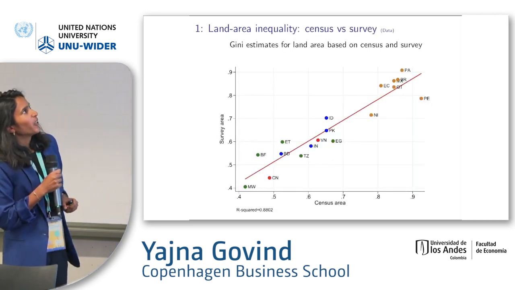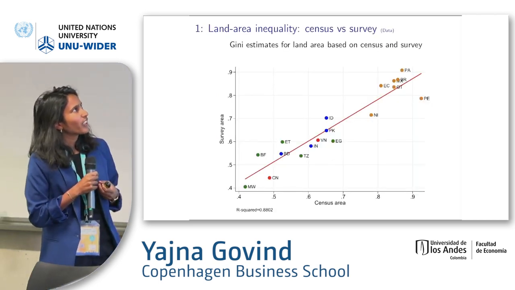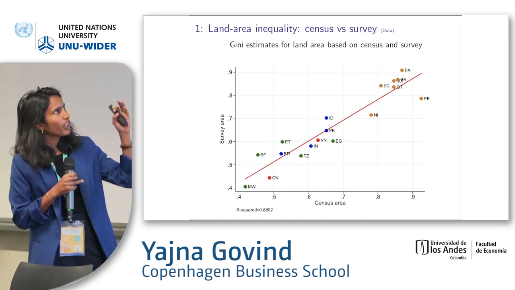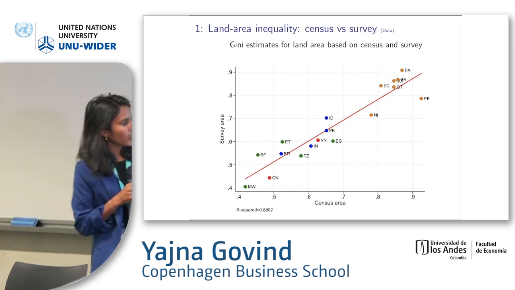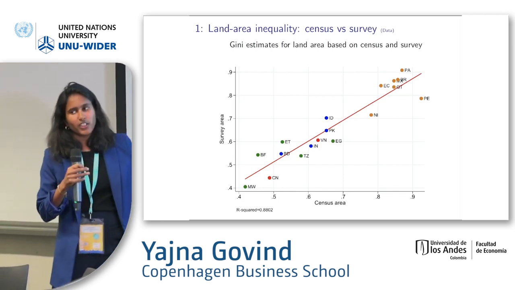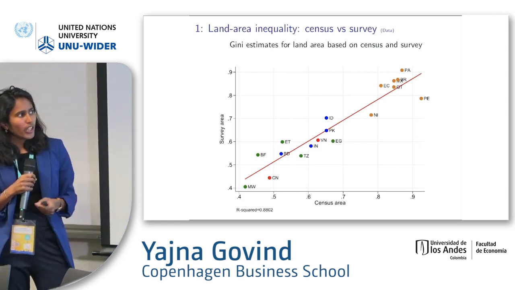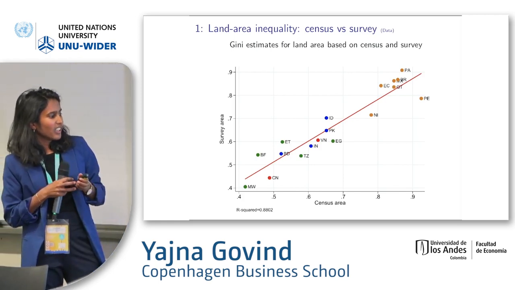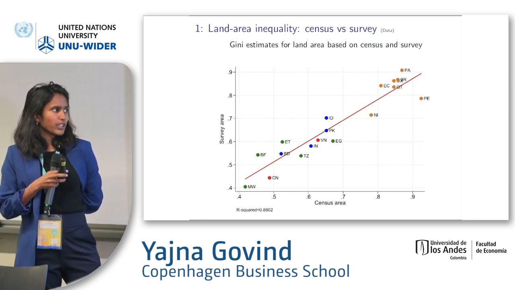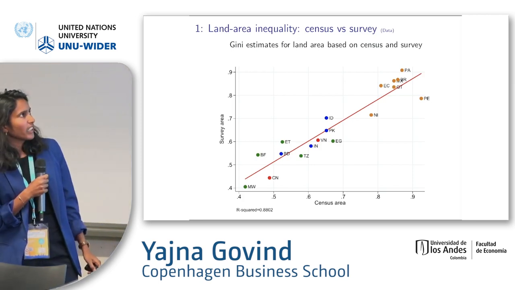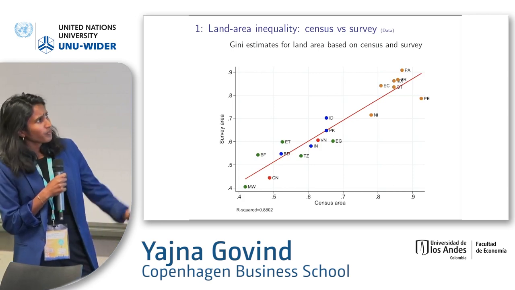Okay. So this is the first result that I was showing you. This is the land area inequality using Gini coefficients from census data. So this is using the existing literature methodology, and this is our estimate. And what you can see is that the correlation between the two is very high. The R-square is around 0.88 here.